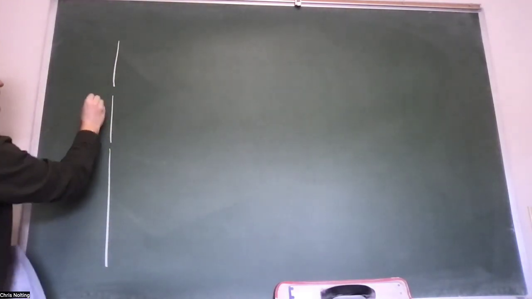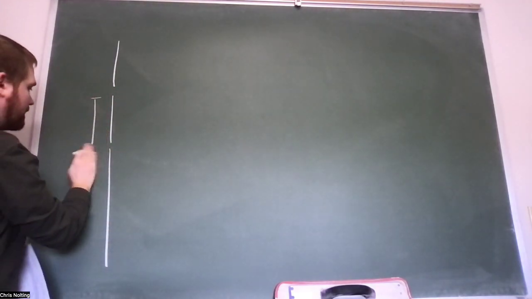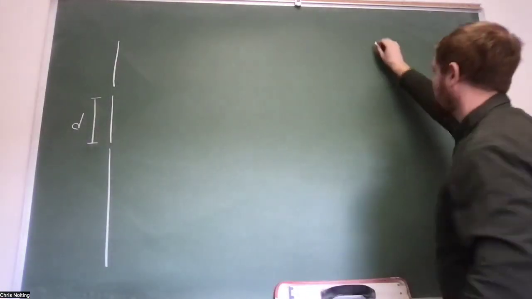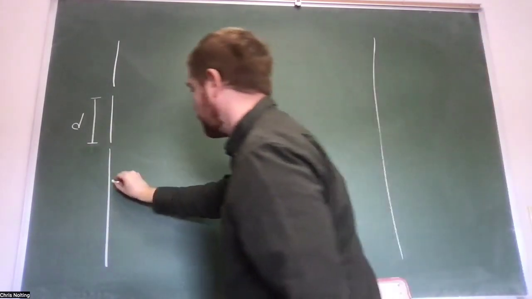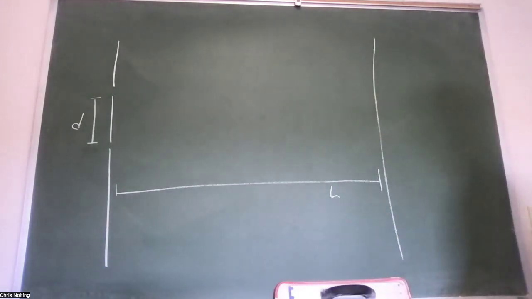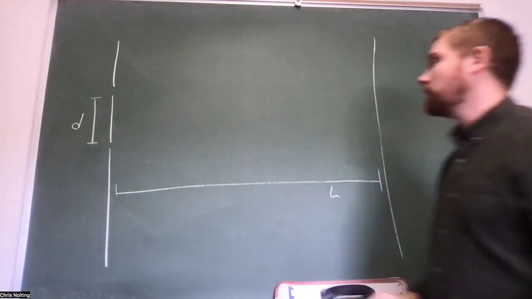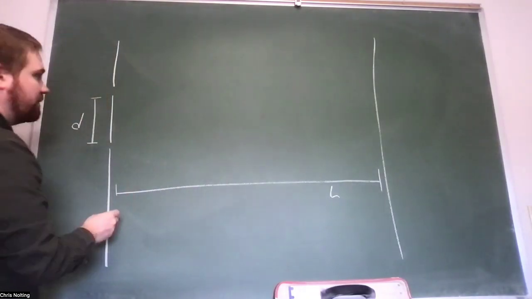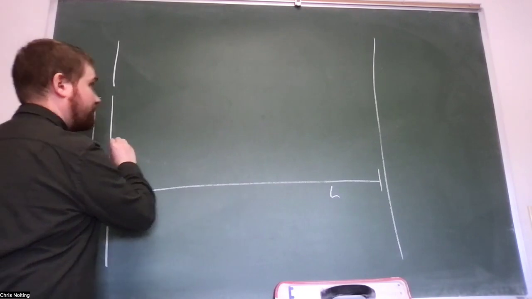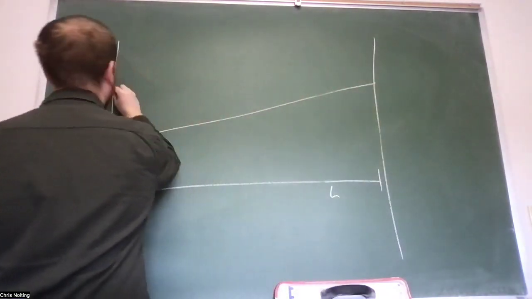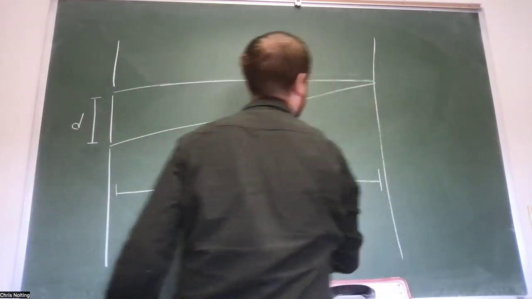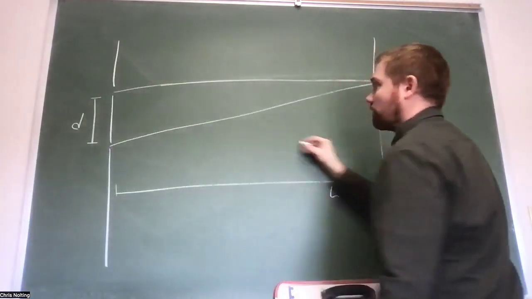We have something like this, with two slits separated by a distance d. And then over on some far distant screen, some distance L away from our source, or from our slits, I should say, we have some interference pattern forming. And these two rays of light are taking two different path lengths to get to some location.